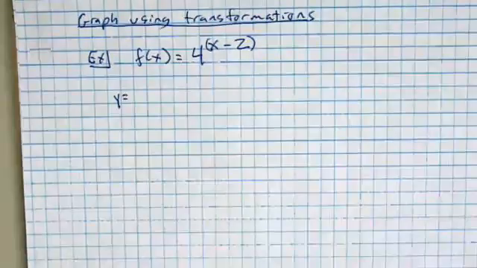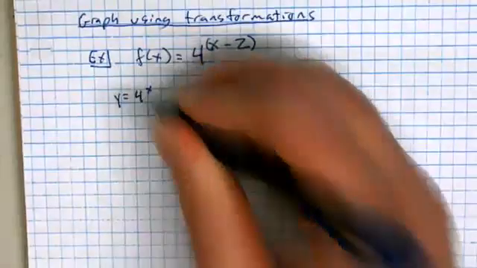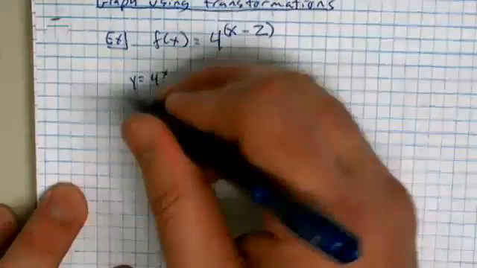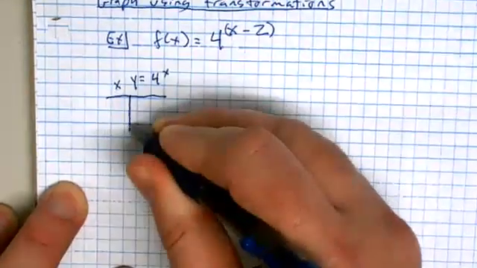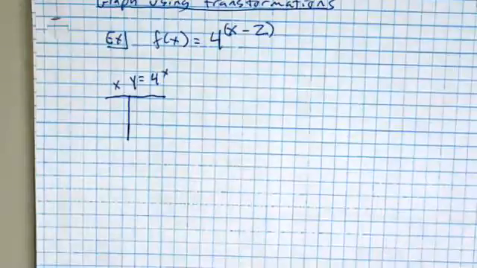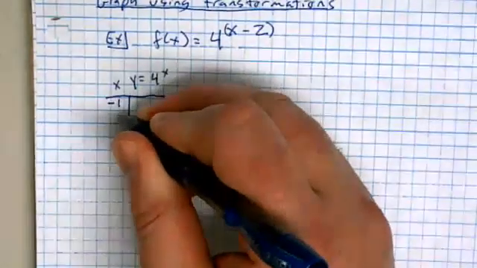And I can tell by looking at this that my base is going to be 4. So I'm going to start with the table for y equals 4 to the x power. And we're going to tabulate some points for that. So x and y. And I got great news for you here. You'll be happy to hear this. There are only 3 points that I need you to do when you're graphing these. Starting x value is negative 1, 0.